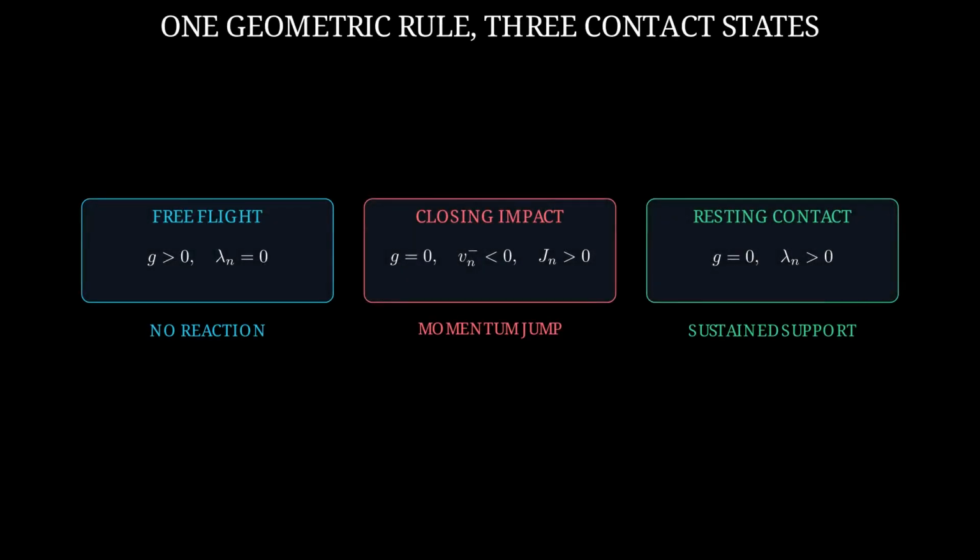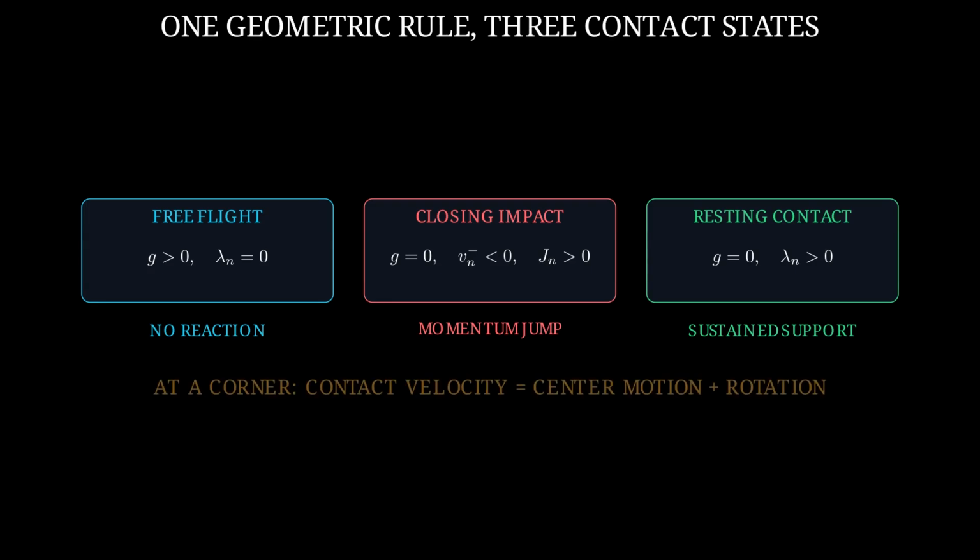In free flight, the gap is positive and the reaction is zero. At impact, the gap reaches zero while the normal velocity is closing, so an impulse changes momentum. At rest, the gap remains zero and a sustained reaction prevents inward acceleration. One geometric rule, therefore, leads to two different timescale responses. The same quantities apply to a corner of a rotating body, except the contact point velocity includes both center motion and rotation. An off-center contact impulse can therefore update the linear and angular ledgers of the same rigid body.